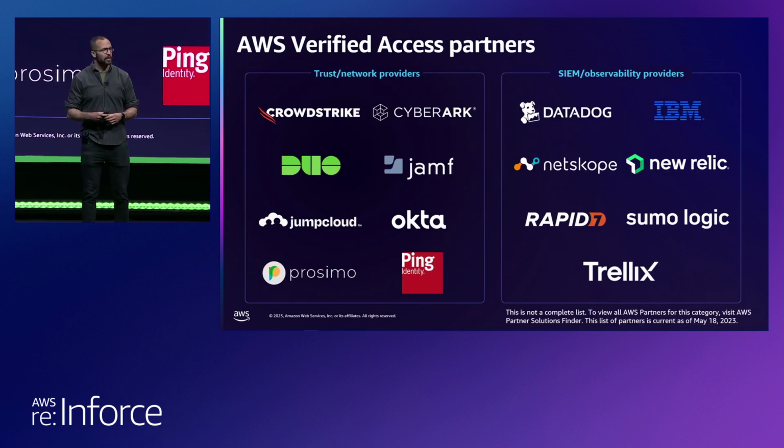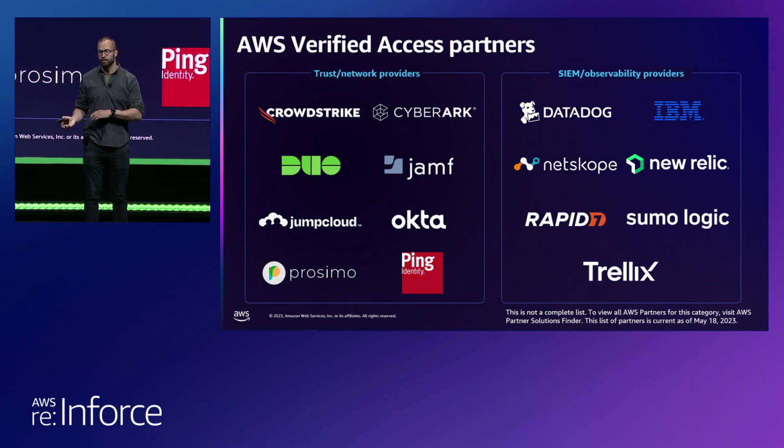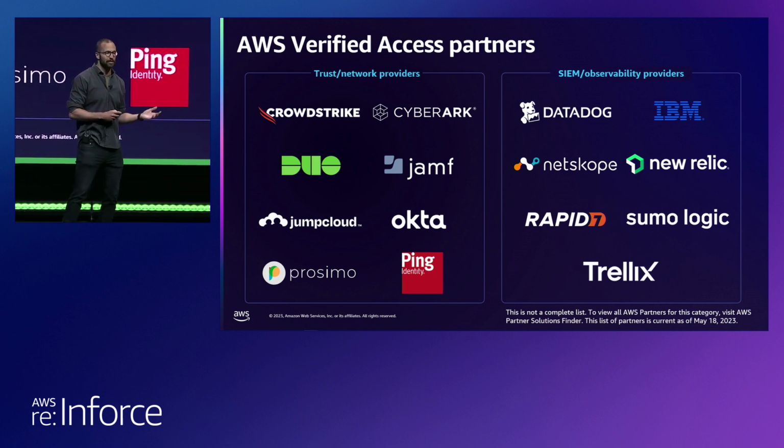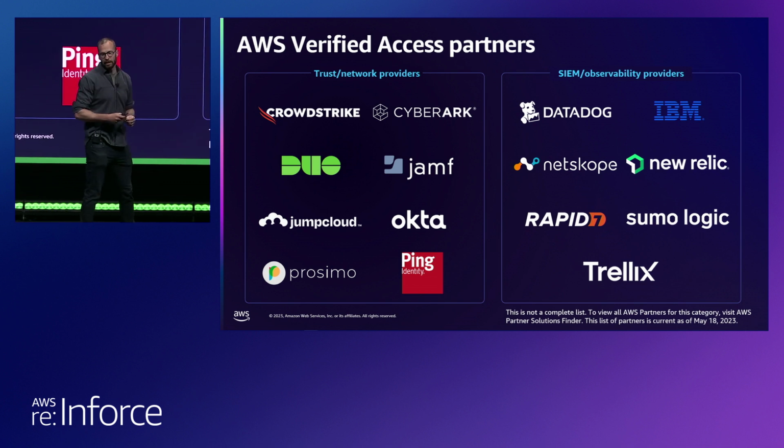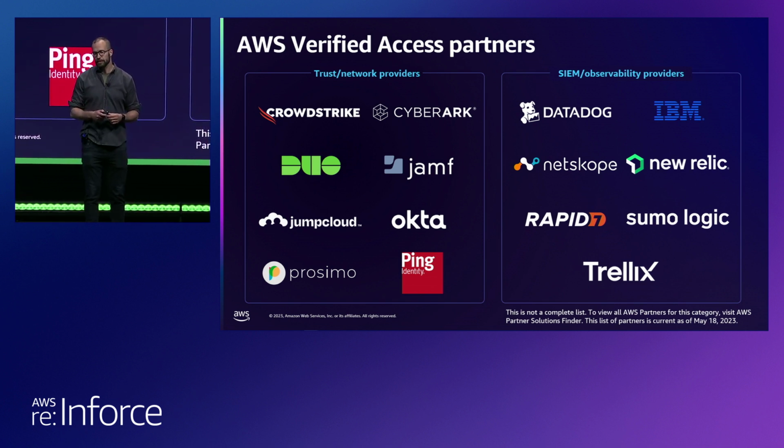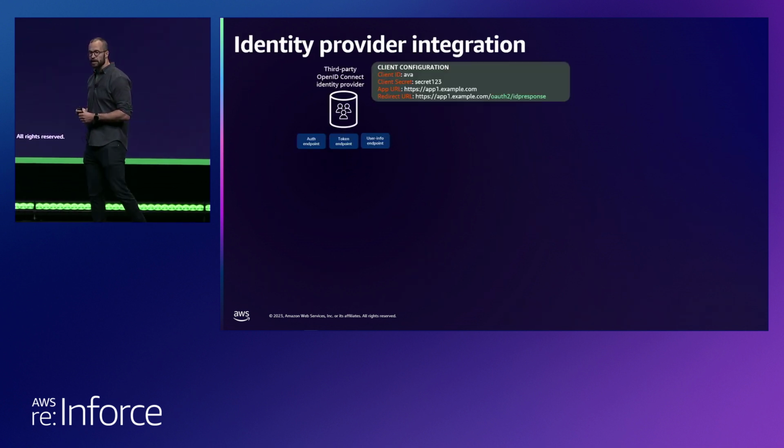Now, if you want to have a look at a list of different AVA partners, whether they're identity providers, trust providers, or observability providers, you can check them out here. But let's start setting up the integration.